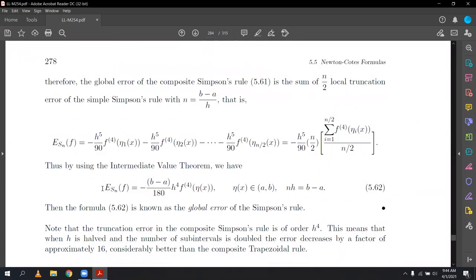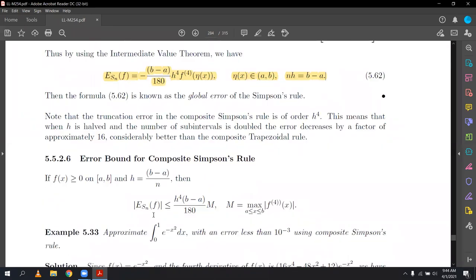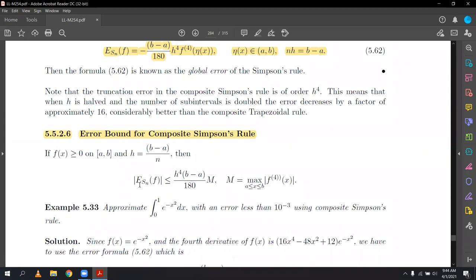This is the error bound, the error term for the composite Simpson rule: minus (B minus A) over 180, H to the power 4, times the fourth derivative of the function at eta. Eta is an unknown point in the interval. And what is your H? B minus A divided by N. And this is the error bound formula of the composite Simpson rule. This is the thing we have.